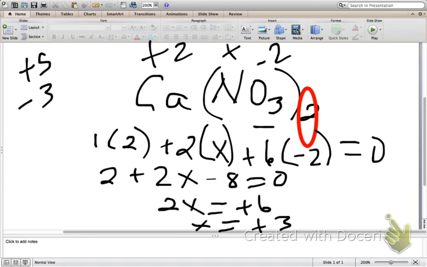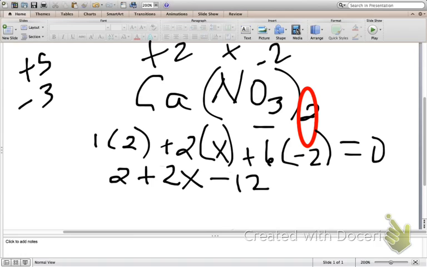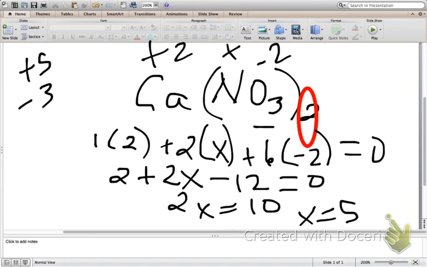Well, I was just kidding. I know better than that, so I know I screwed up somewhere, and I know where that is. It's all in the math. So let's do some algebra again. What do you say? How about 2 plus 2x minus 12 equals 0. Okay, 2x equals 10, and x equals 5. I knew that was supposed to be the answer, so when I saw 3, I had a mild heart attack. But nitrogen in this case is +5.